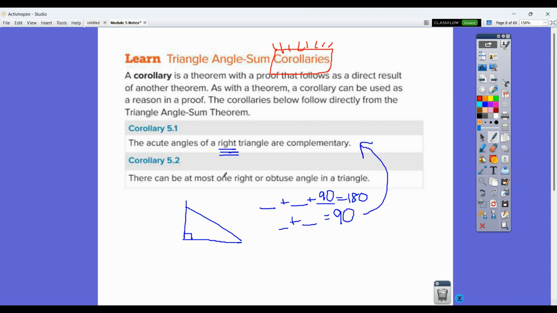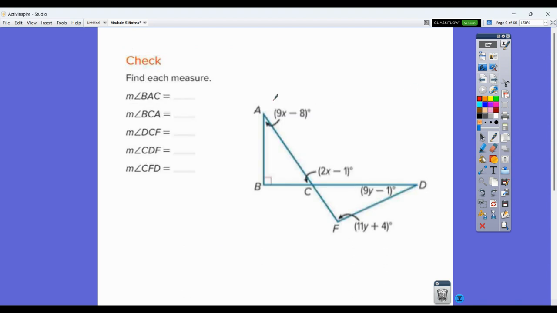And then there can be at most one right or obtuse angle in a triangle. The idea behind this is that if we take the same idea and say we have two right angles, we already have 180 degrees, which doesn't leave any measure for the other angle. So that other angle can't exist. If this happens to be obtuse, so if this happens to be 91, not only does this angle not exist, but supposedly it's now negative 1 degree, which also cannot exist. So what you're finding out in that last corollary is that only one right or obtuse angle can be in a triangle.